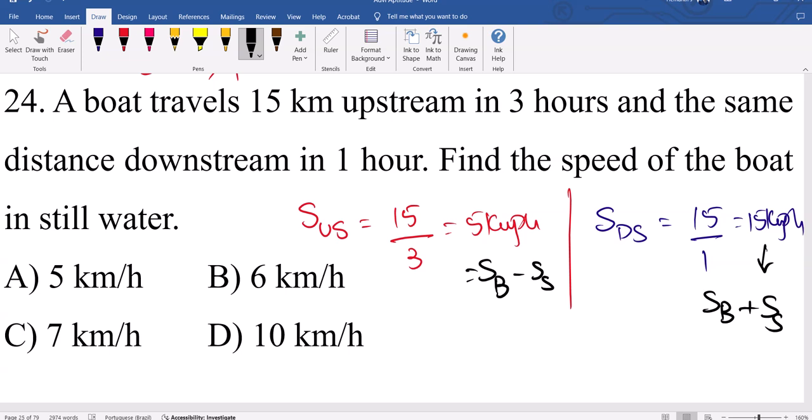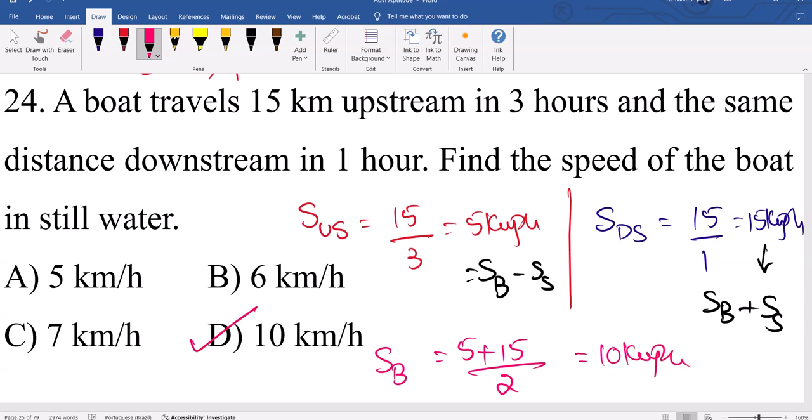Going down means going along with the water, so your speed is more: boat speed plus water speed. When you go up, your speed is less: boat speed minus water speed. Now I want the speed of the boat, so add those two and divide by 2, because SS will cancel. So 5 plus 15 divided by 2 is 10 km per hour. That is the speed of the boat in still water.